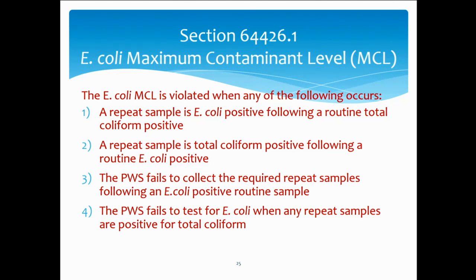The one condition, the third bullet, that you fail to take the repeat samples when you get an E. coli positive is something you don't want to do, because an E. coli MCL is a tier 1 notification, and you want to take your repeat samples because you may not have to do a tier 1 notification.